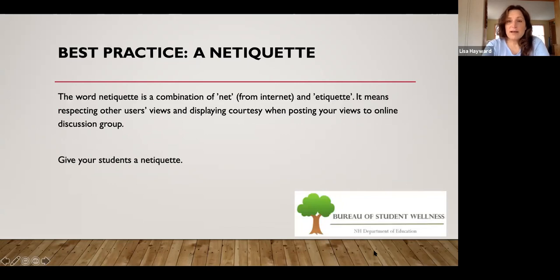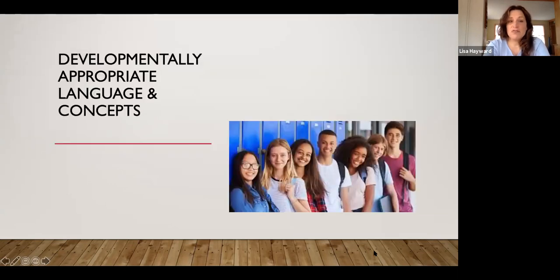One of the best practices for this is a netiquette. So what is a netiquette? The word netiquette is a combination of net from internet and etiquette, which really means respecting others' views and displaying courtesy when posting your views to the online discussion group or an online classroom. So, as a best practice, give your students a netiquette.